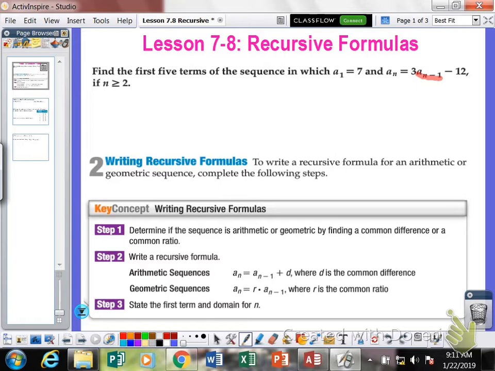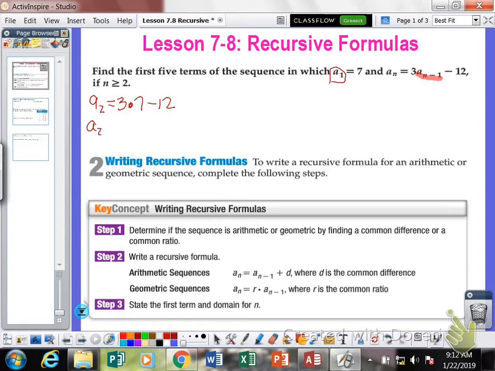So we found our first term. Our first term is 7. So for our second term, that's why n is greater than or equal to 2, we find a sub 2. A sub 2 would be equal to 3 times a sub... I'm doing this in my head because if I replace n with 2, it would be 2 minus 1, which is 1, which would give me a sub 1. A sub 1 is just the 7, which is the previous term. So to find the second term, I take the previous term, 7, multiply it by 3, so 3 times 7, and then subtract 12.